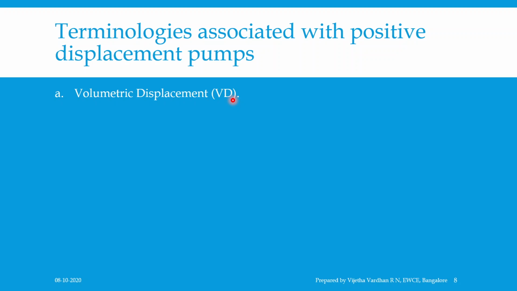meter cube per revolution. Then coming to another type of terminology that is called as flow capacity or discharge, which is also called as theoretical flow rate. The flow capacity or discharge of a pump is the volume of oil discharged per unit time denoted by Q and expressed in meter cube per minute. Then coming to one more terminology that is called as volumetric efficiency. Volumetric efficiency of a pump is the ratio of actual discharge to the theoretical discharge and is usually expressed in percentage.